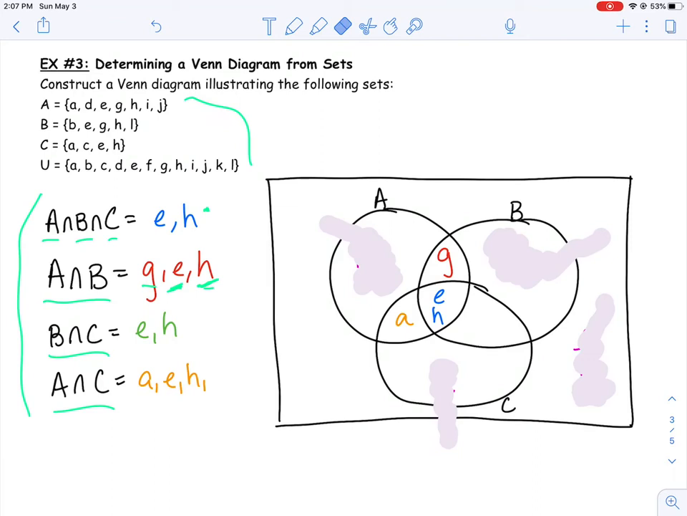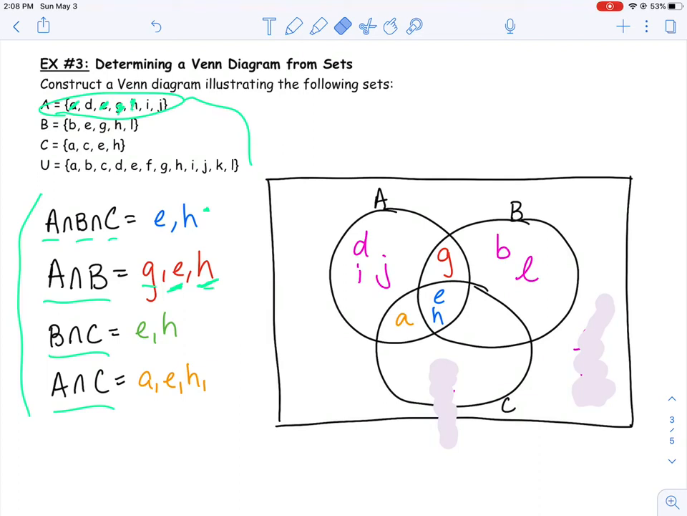All right, let's finish it off because we're not done. Those were just the intersections of all the pieces. Now let's go ahead and put all of the other elements in each of our sets. So over here we have elements in set A: A, D, E, G, H, I, and J. Don't I already have A listed? Don't I already have E, H, and G listed? So what are the elements that are left over? Well, it looks like I have D, I, and J. So that's where they go, in that little section outside there. Do the same thing for B and C, and come back and see if we got the same picture.